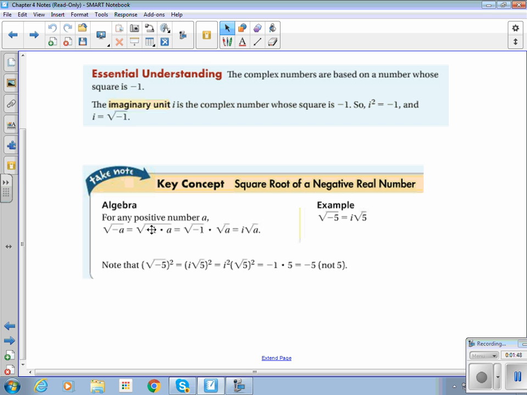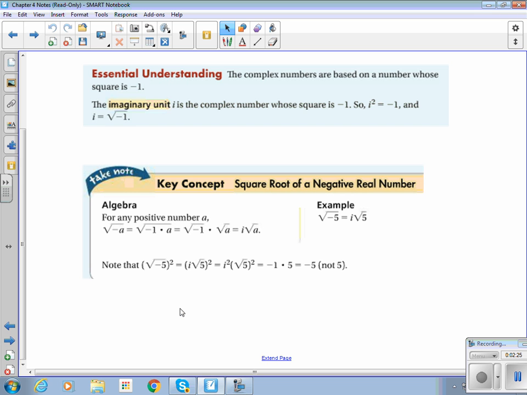That's the same thing as -1 times a, and then we can give the square root to both the -1 and the a. So it goes square root of -1 times the square root of a. We just defined the square root of -1 as i, so that's the same as i times the square root of a. For example, if I have -5 underneath the square root, that's the same as i square root of 5.